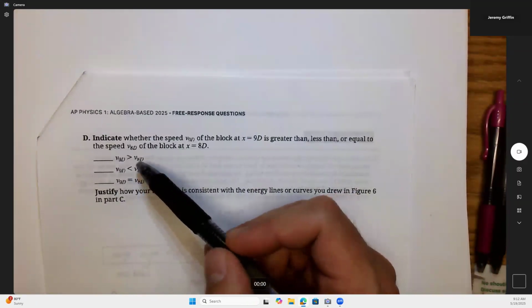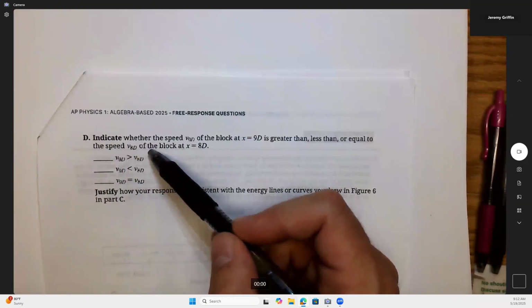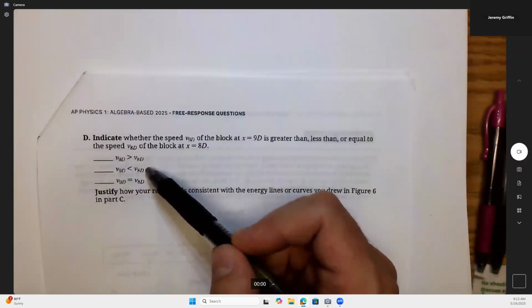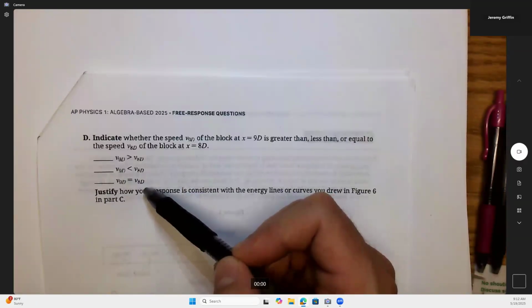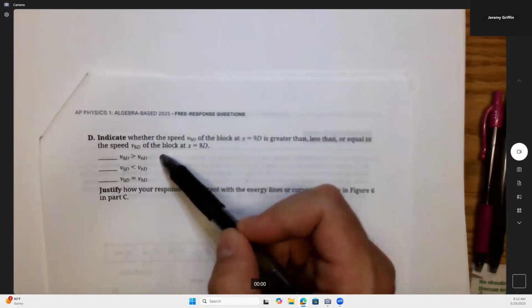I don't know if you guys can read these. First one says at 9D, it's faster than at 8D. The second box says at 9D, it's slower than at 8D. And the third box says they would be the same. Okay. So show hands. How many guys checked the first box? Who checked the first box? First box.